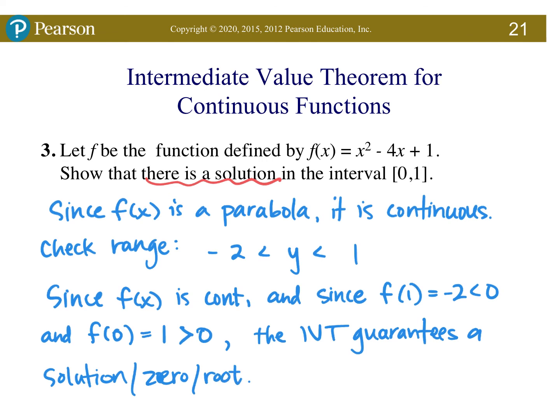But you can say it in your own words, okay? Since the range is on both sides of the x-axis, then we have to have a 0 and a solution on the x-axis. Or since part of the range is below and part of the range is above, it had to have crossed over the x-axis. You can totally say this in your own words.